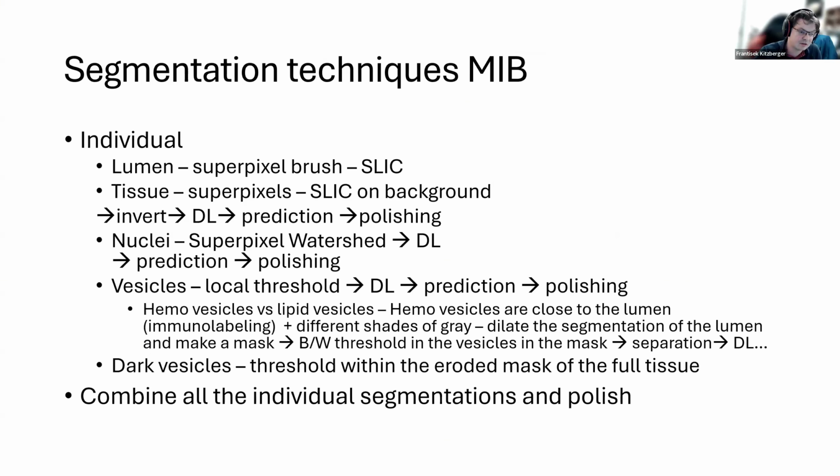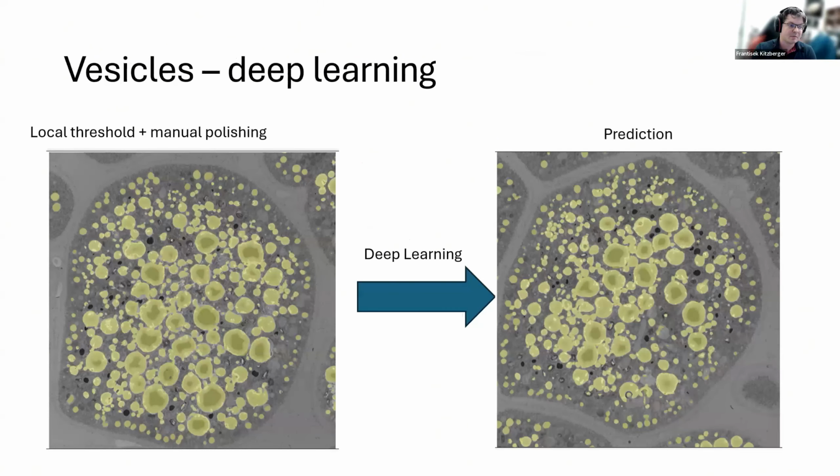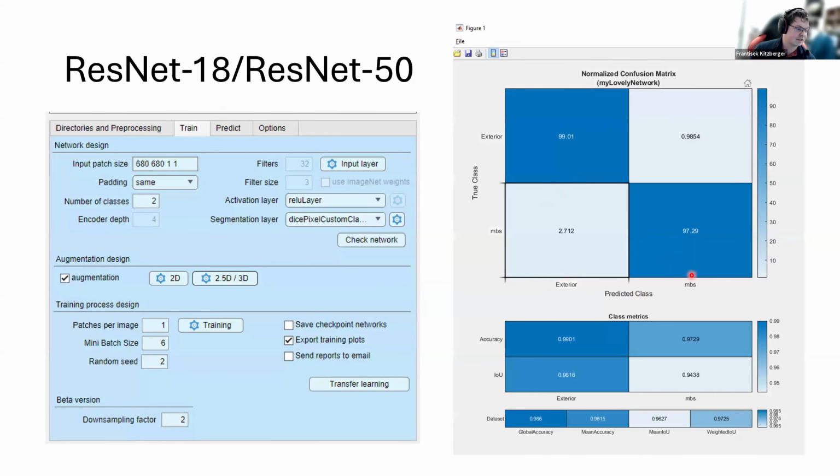Now we decided to combine all the individual segmentations and polish it. But let me get back slightly to the deep learning, because as you can see here, this is the training data set where we used just the black-white threshold and manual polishing. And then this is the prediction. It looks pretty nice. It looks pretty accurate as a matter of fact. And if you look at the numbers, it looks even better, because the prediction was pretty accurate. It was like 97.3% after a couple of hours.